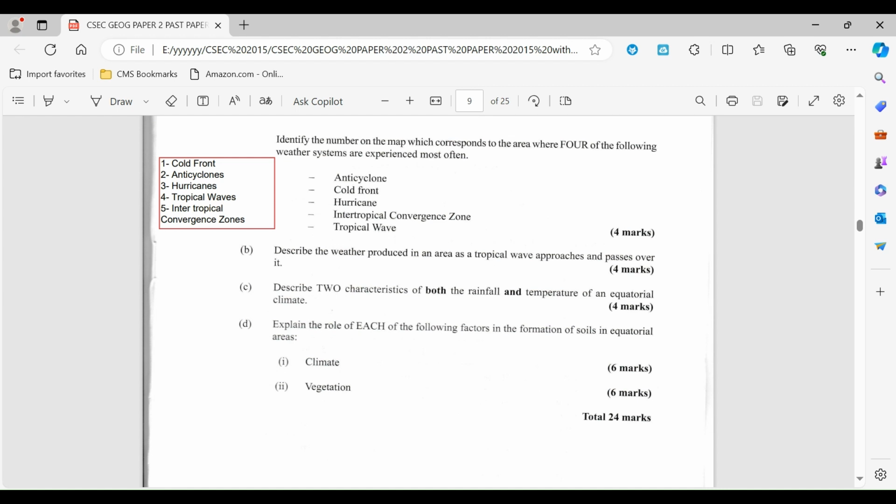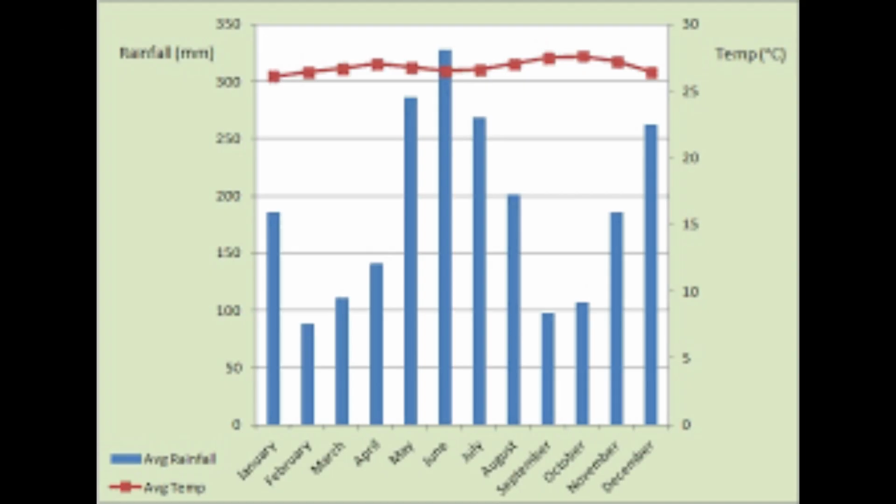Part C of the question asks that you describe 2 characteristics of both the rainfall and temperature of an equatorial climate. Now, let's start with the equatorial region and talk about temperature first. Temperature is usually hot and warm all year round. And the constant high temperatures are usually between 26 degrees to 29 degrees Celsius with an annual range of 3. The picture shows you the climate graph for the equatorial region.